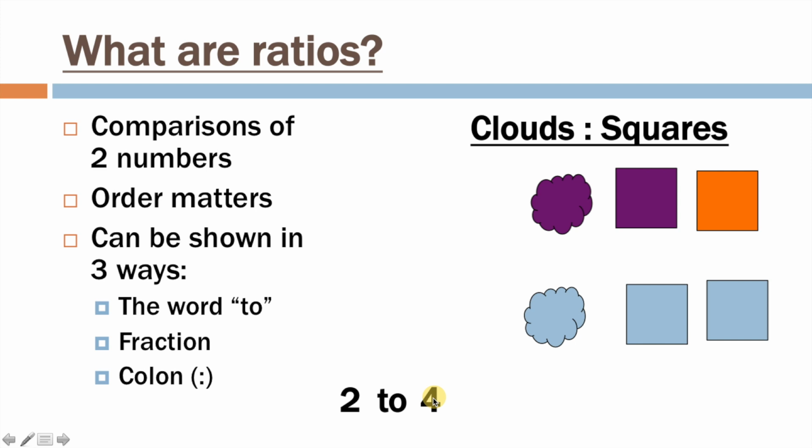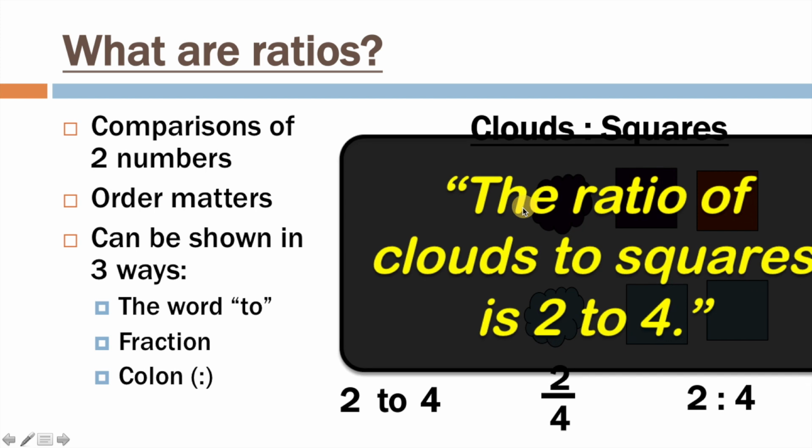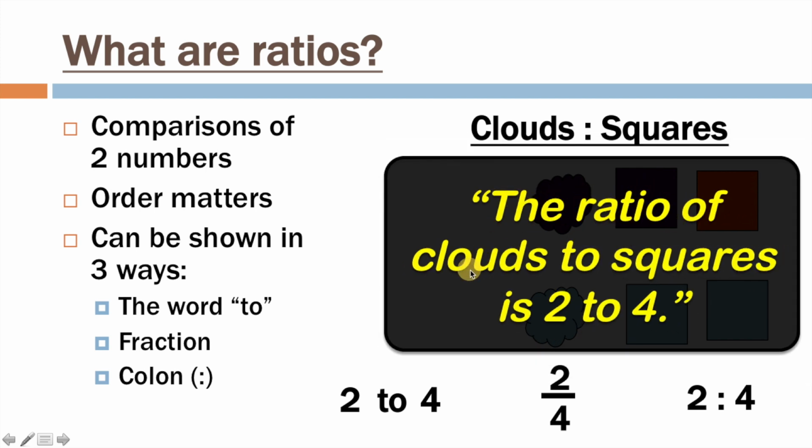If we write it as a fraction, 2 will go on the top and 4 will go on the bottom, so it'll look like this, 2 over 4. And if we use a colon, we'll just put that instead of the word "to," and that'll look like this, 2 colon 4. But remember, no matter what, we're still talking about the ratio of clouds to squares, and we're still always going to read it using the word "to." So we would say the ratio of clouds to squares is 2 to 4.